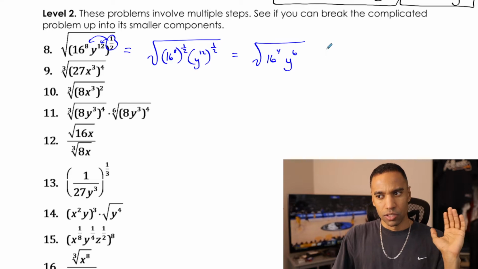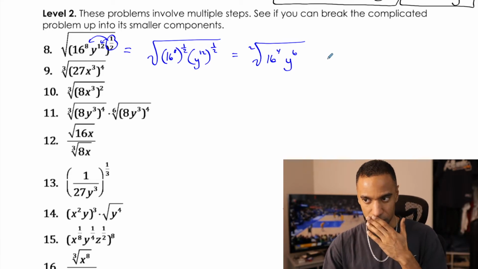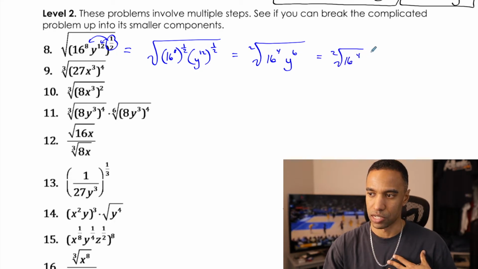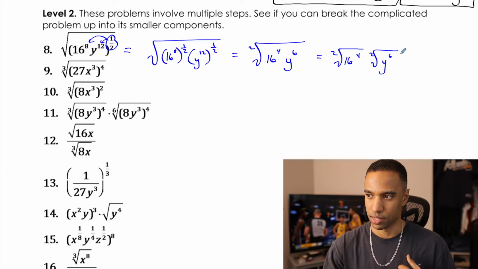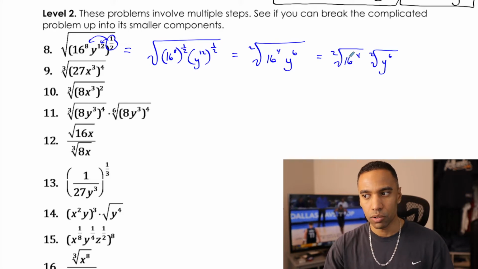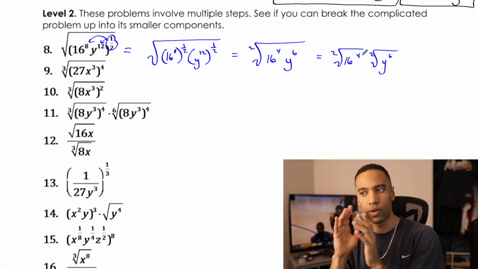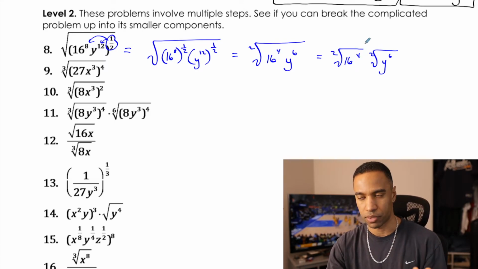Now, square root, remember, is the second root. So we're taking the second root of 16 to the 4th and the second root of y to the 6th, which means we're going to be dividing both of these by 2, right? Don't try to take the square root of 16 within here. Remember, really treat it just like an x, right? We don't change the variable when we take the square root of x to the 4th. We keep it as an x, same with the 16.